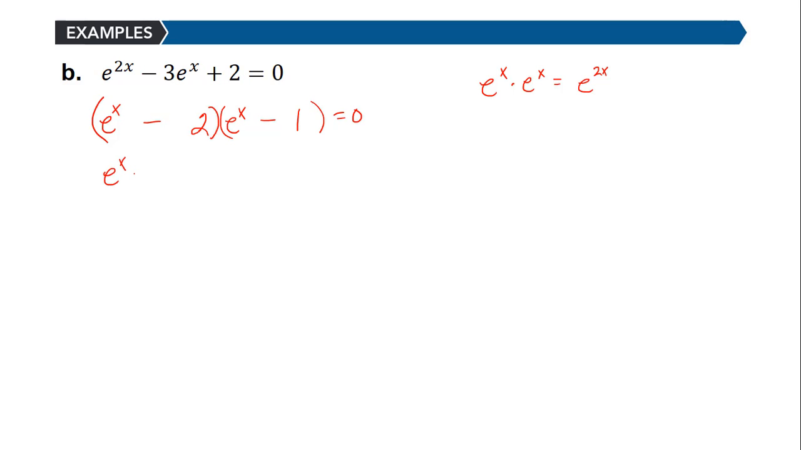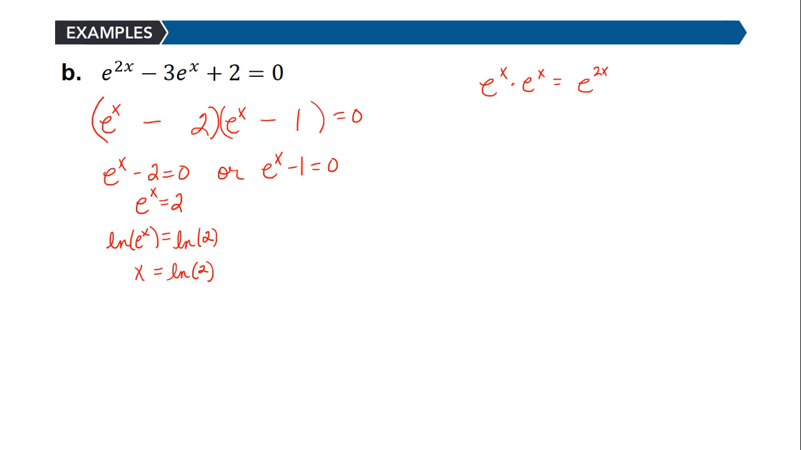We can set those factors equal to 0 to get e to the x minus 2 equals 0, or e to the x minus 1 is equal to 0. We add 2 to get e to the x equals 2. And then we can solve that equation by taking the natural log of each side. So the natural log of e to the x equals the natural log of 2. This gives us then just x equals the natural log of 2.